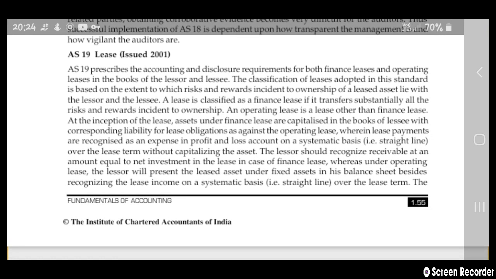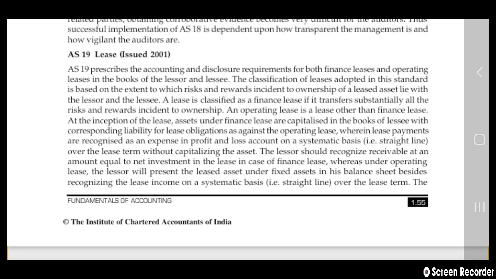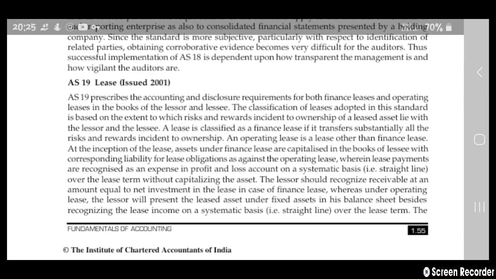An operating lease is a lease other than a financial lease. At the inception of the lease, assets under a financial lease are capitalized in the books of the lessee with a corresponding liability for the lease obligation, as against an operating lease, wherein lease payments are recognized as an expense in the profit and loss account on a systematic basis over the lease term without capitalizing the asset. The lessor should recognize a receivable at an amount equal to the net investment in the lease in case of a financial lease, whereas under an operating lease the lessor will present the leased assets under fixed assets in the balance sheet, besides recognizing the lease income on a systematic basis over the lease term.